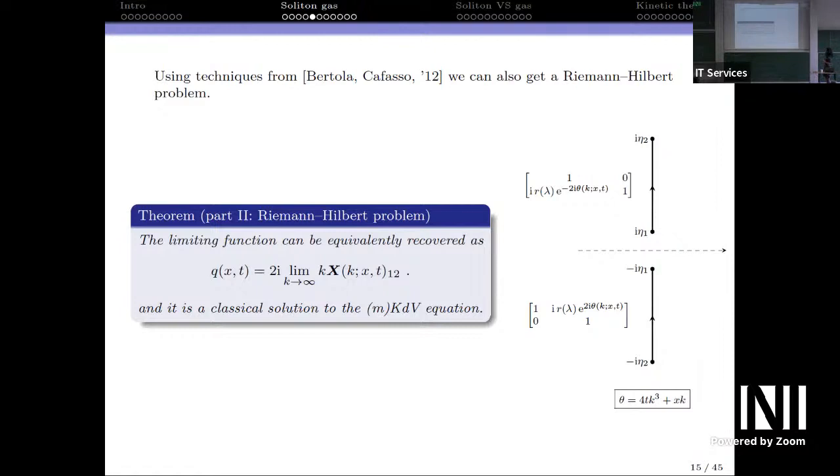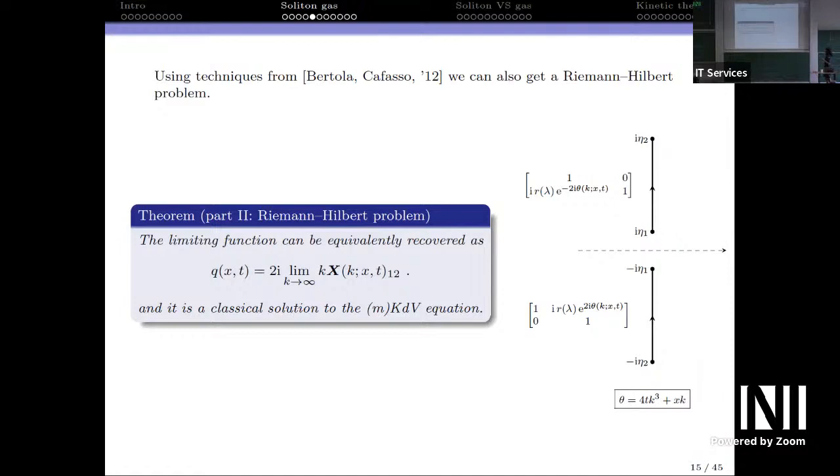And this is exactly what we have. So we have a Riemann-Hilbert problem now that doesn't have poles anymore. It has jumps along these two intervals with this lower triangular and upper triangular jump matrix. And the phases are still the same. The state is still the same as in the finite n case.